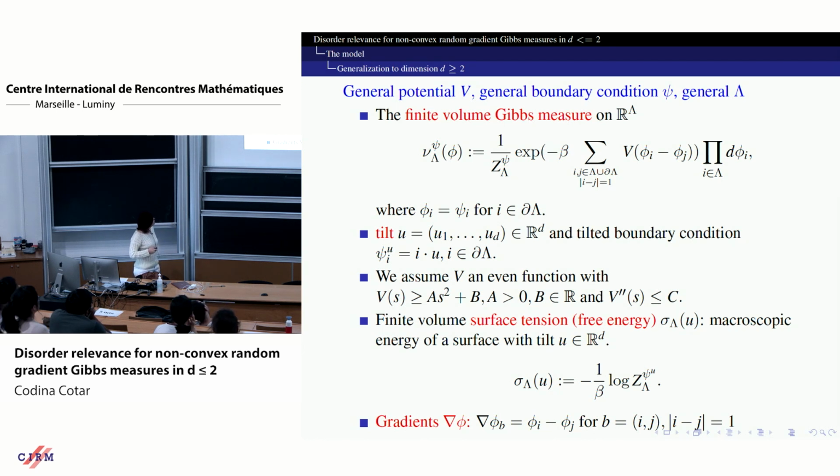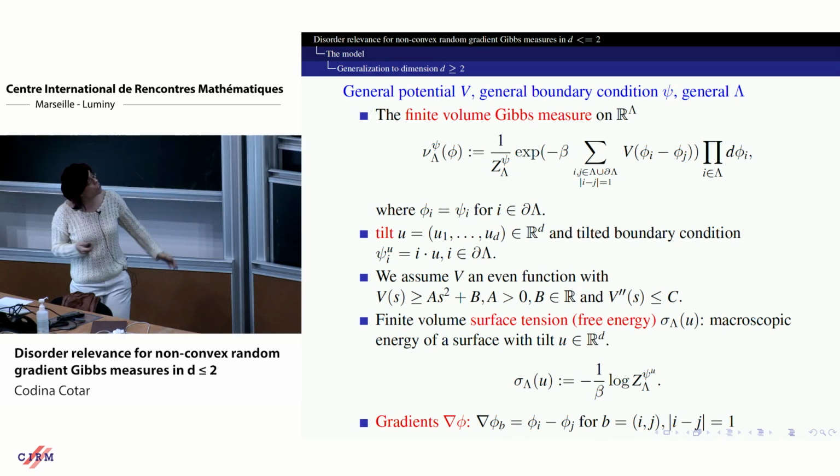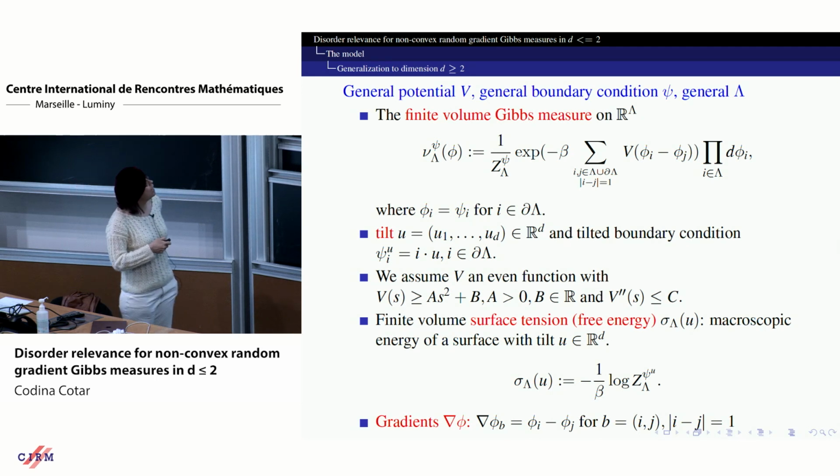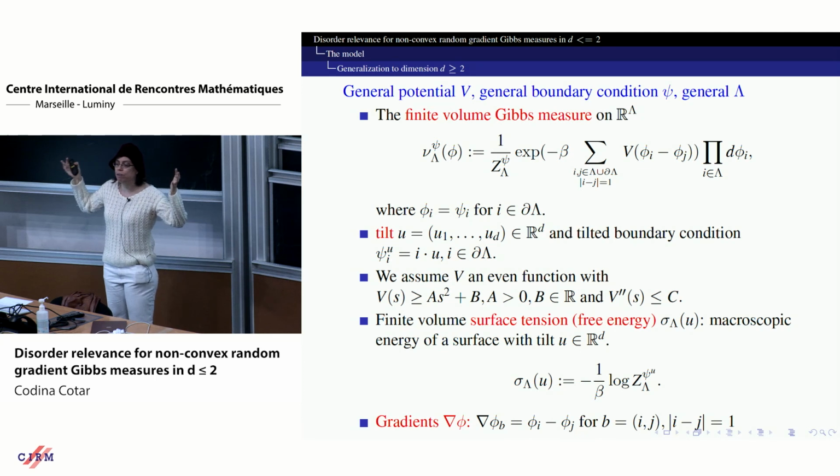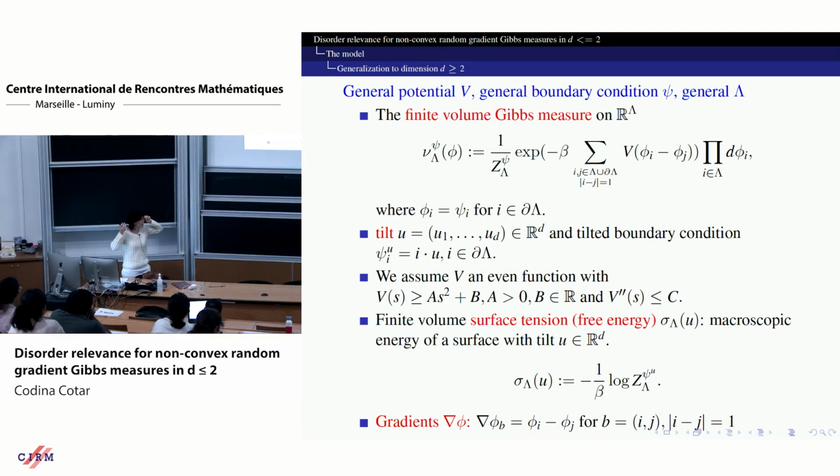Now, for the purpose of this talk, we are going to make the technical assumption that V is an even function, and I'm also going to make some additional assumptions: the second derivative is smaller than a constant, and V is greater or equal than a x squared plus b, where a is positive. So in some sense, this condition says that I'm not that far away from a quadratic, so not too far away from the Gaussian free field. This condition excludes, for example, the phi 4 model.